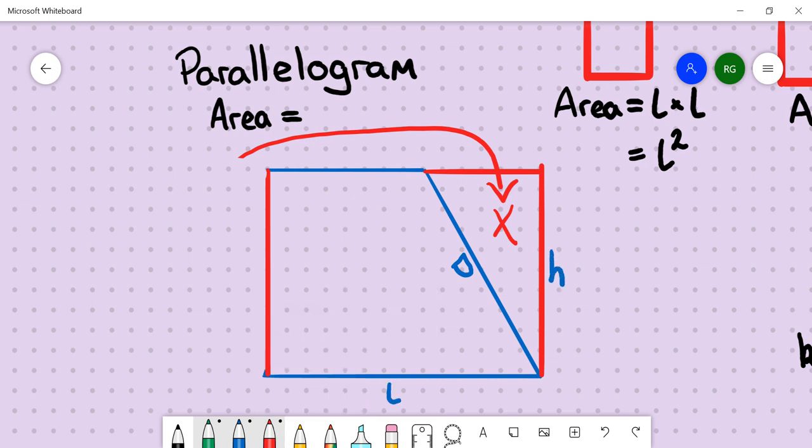So this is the key bit that you need to remember about a parallelogram, is that we actually use the height of the parallelogram and not the length of the angled side. The formula therefore is the length multiplied by the height. Now it doesn't really matter whether you call it height or width, it's just a nice one to refer to the vertical aspect of the parallelogram.